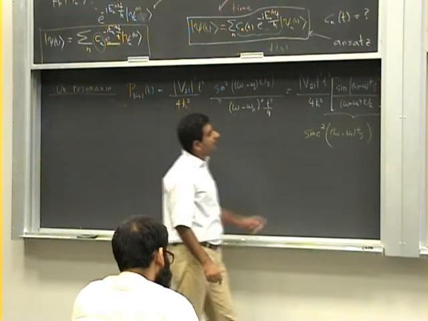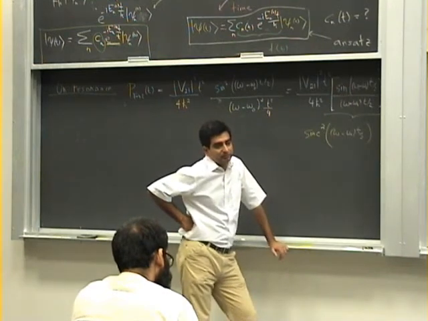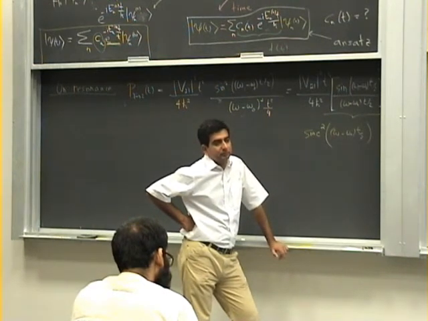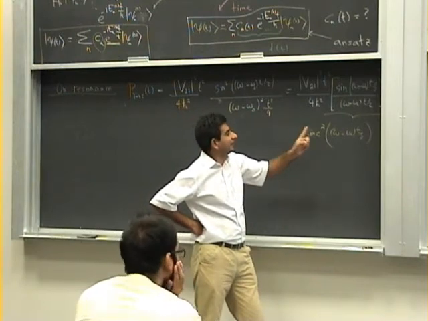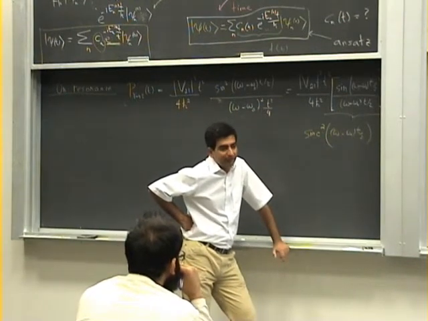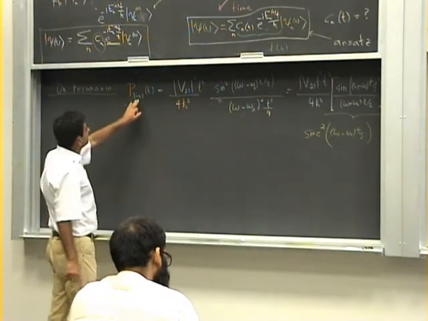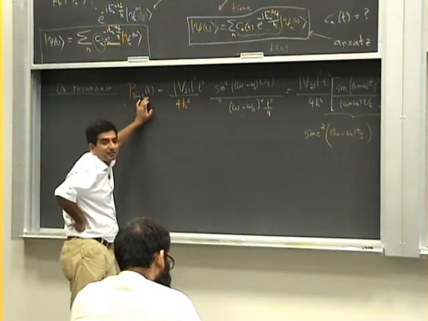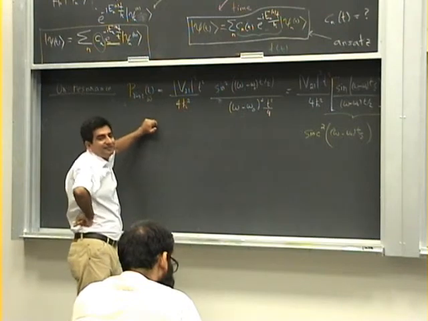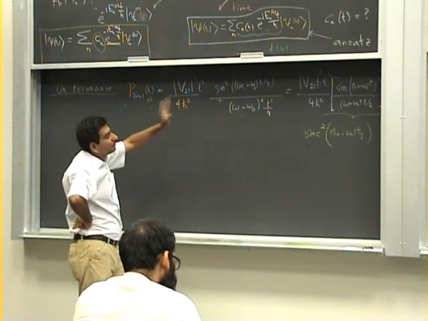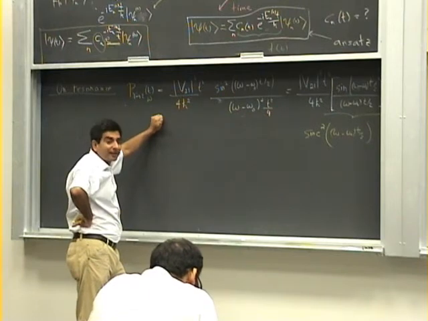When omega equals omega naught, what's the value of this function? This function is 1 when omega equals omega naught. Okay? If I would like to plot this function, there are two ways of plotting this probability function. Either I can plot it as a function of time or I can plot it as a function of omega. Any function I can plot as a function of time or as a function of omega. So let's just plot this function as a function of omega.